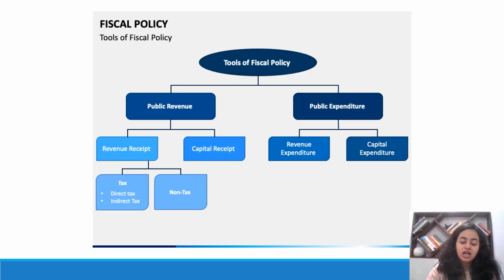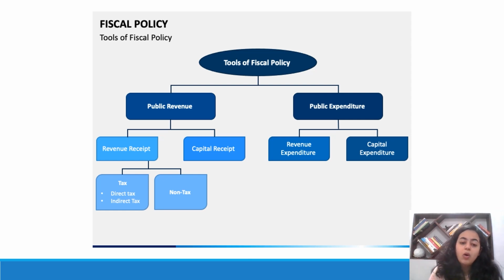Now, let's talk about the tools of fiscal policy. Let me say that word once again. It is the policy regarding the treasury or the finances of the government, right? So this plays in two ways. Now, the finances of the government, again, two things come under finance: the revenue and the expenditure, what I'm earning and what I'm spending.